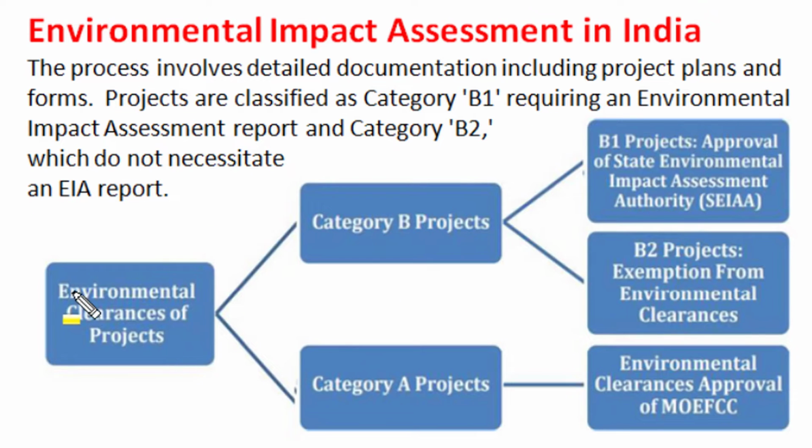So in India, for environmental clearance of projects, category A projects will get environment clearance approval from the central government, from the Ministry of Environment, Forest and Climate Change, whereas category B projects are further classified as B1 projects and B2 projects. B2 projects are such projects which are exempted from environmental clearance, and after submission of a report under the B2 category, the project will get necessary clearance, whereas B1 projects need approval from the State Environment Impact Assessment Authority, and the Expert Appraisal Committee of the State will issue environmental clearance to such B1 projects.